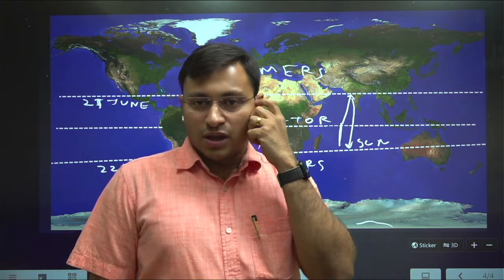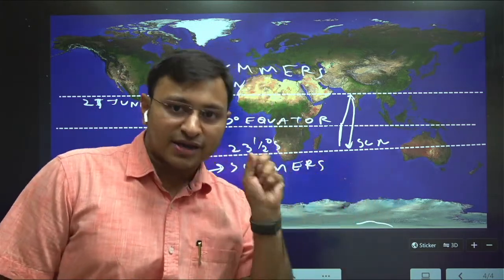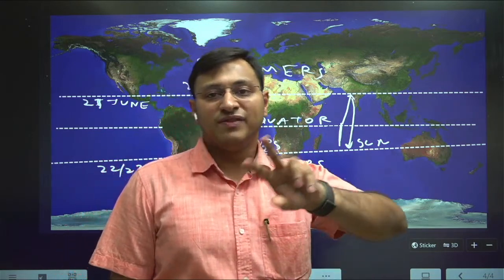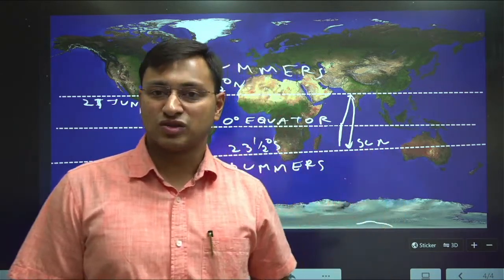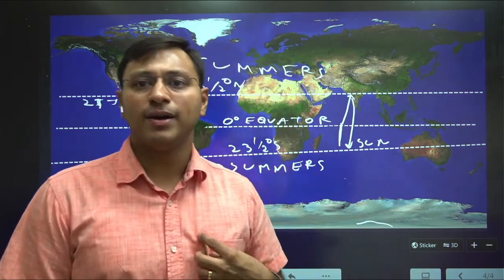If I'm summarizing for each and every one of you whatever we did today, today I explained the orbit of Earth around the Sun. We discussed the four positions of Earth. The first two positions were the winter solstice position and the summer solstice position. Summer solstice will happen on 21st of June. The winter solstice will happen on 22nd or 23rd of December.